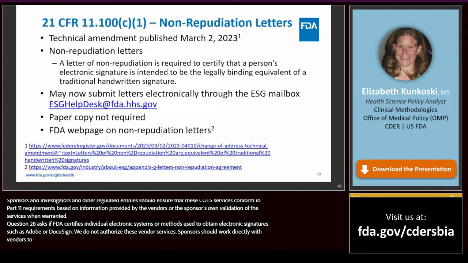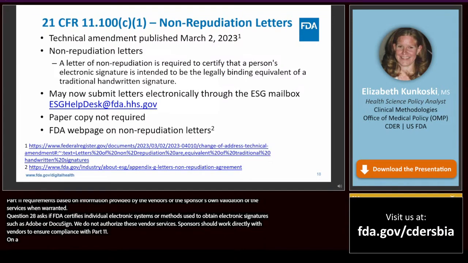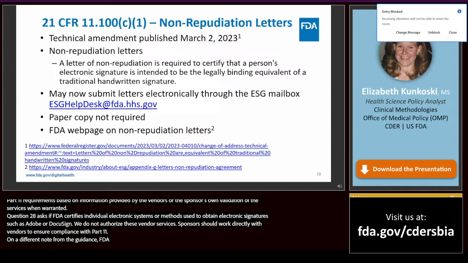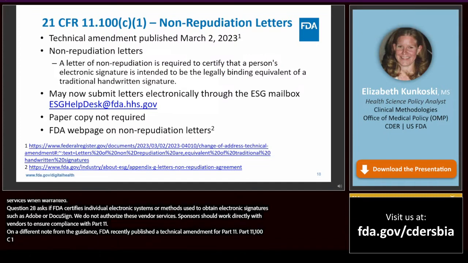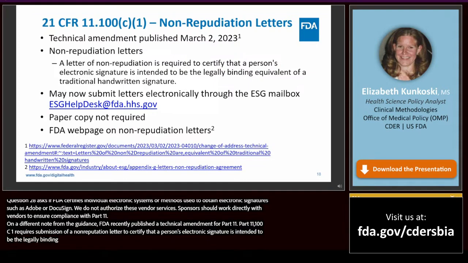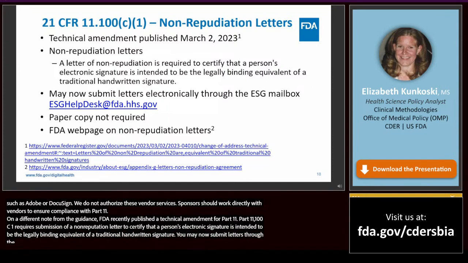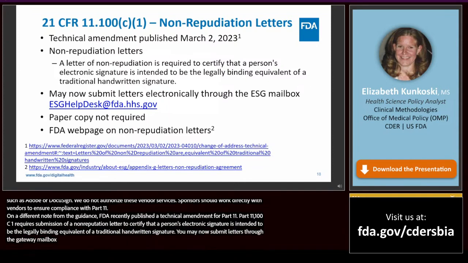On a different note from the guidance, FDA recently published a technical amendment for Part 11. Part 11.100(c)(1) requires submission of a non-repudiation letter to certify a person's electronic signature is intended to be the legally binding equivalent of traditional handwritten signatures. You may now submit letters electronically through the Electronic Submission Gateway mailbox, ESG helpdesk at fda.hhs.gov. A paper copy is no longer required. FDA has a webpage on non-repudiation letters, which always has the most up-to-date information.